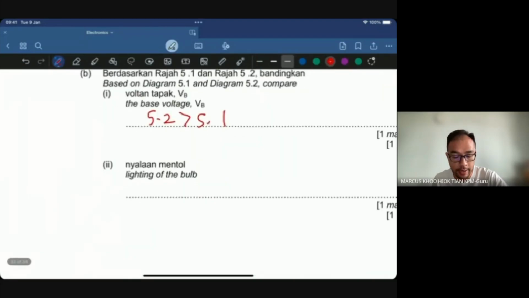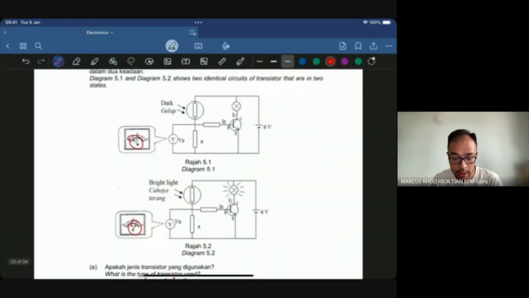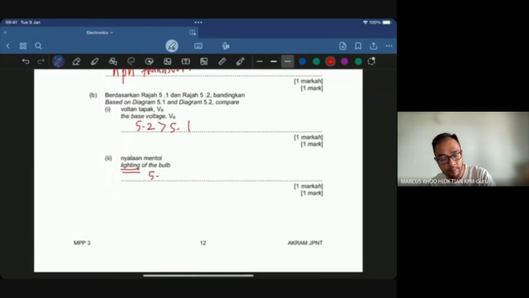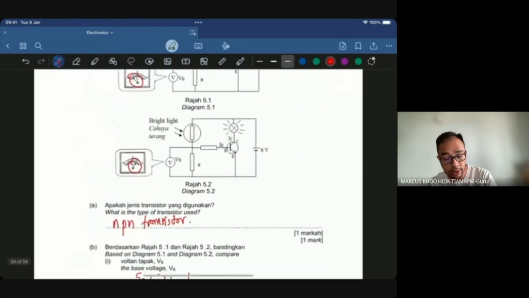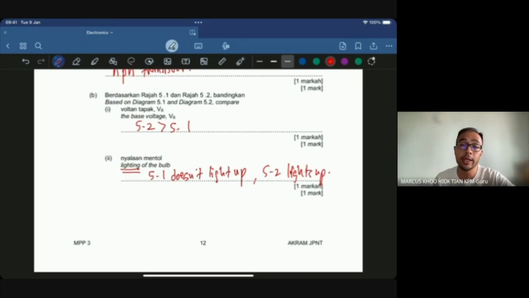The lighting of the bulb. Lighting of the bulb is not bigger, smaller. You have to say which one lights up and which one doesn't light up. So 5.1 doesn't light up, and 5.2 lights up. It's a slightly different compare question, so learn to be flexible.